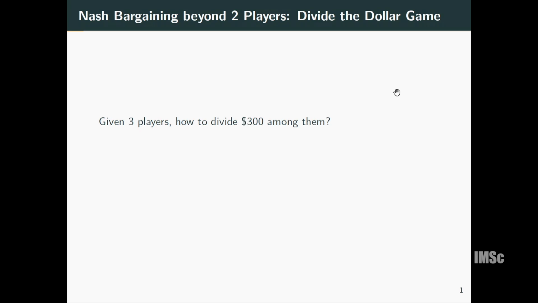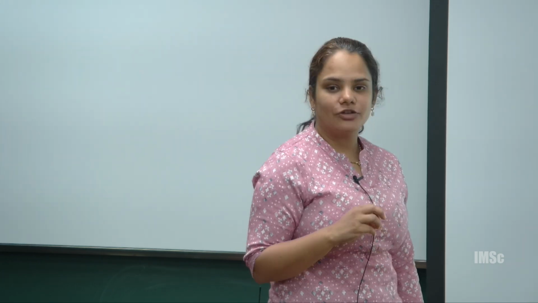By the way, you can easily extend your Nash bargaining solution definition to more than 2 people. In the Nash bargaining solution, you wanted to come up with (x1, x2) which maximizes (x1 minus v1) into (x2 minus v2). If there are 3 players, you multiply by (x3 minus v3), and so on. It's difficult to compute, but at least definition-wise it makes sense. But does it really make sense? This is the question we want to ask: is the Nash bargaining solution a good solution when you have more than 2 people?